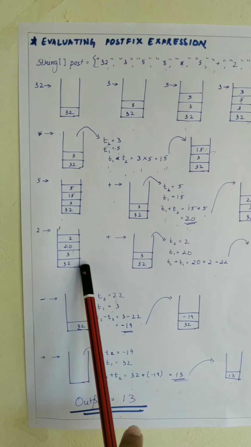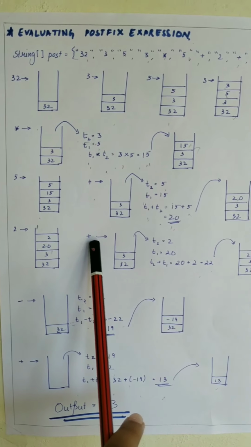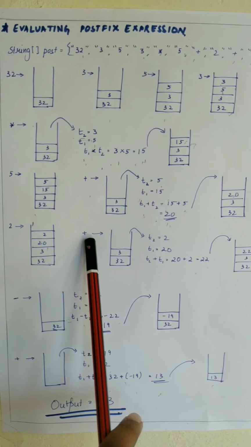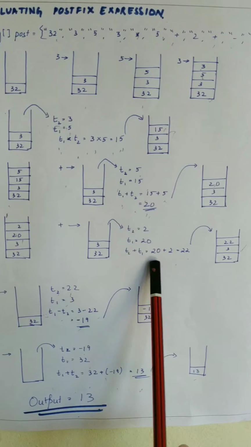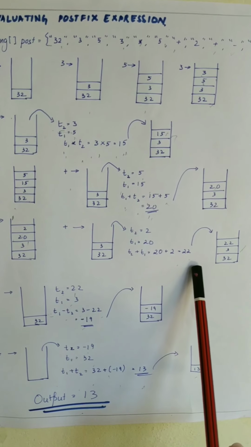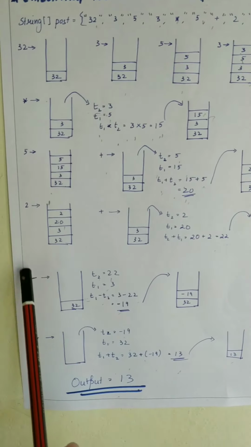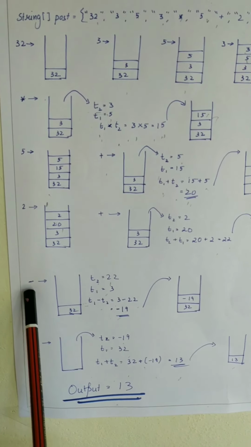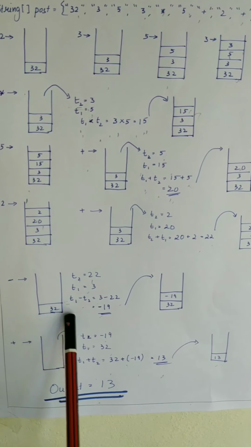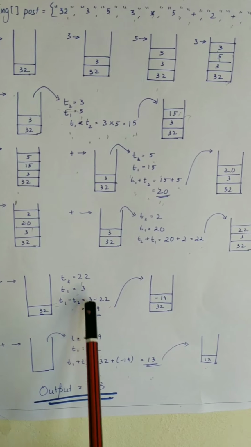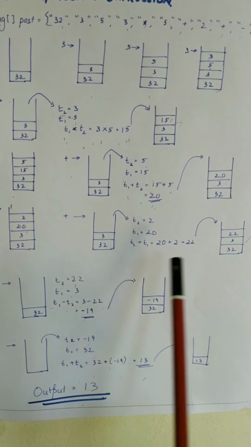The next element is 2, and it is simply pushed into the stack. The next element is plus, so we just take t2 becomes 2 and t1 is 20, thus t2 plus t1 becomes 20 plus 2 equal to 22, which is pushed into the stack. The next element is a minus, as we can see over here. Thus t2 becomes 22, t1 becomes 3, the action to be performed is t1 minus t2 equal to 3 minus 22, which is minus 19, and this minus 19 is pushed into the stack.